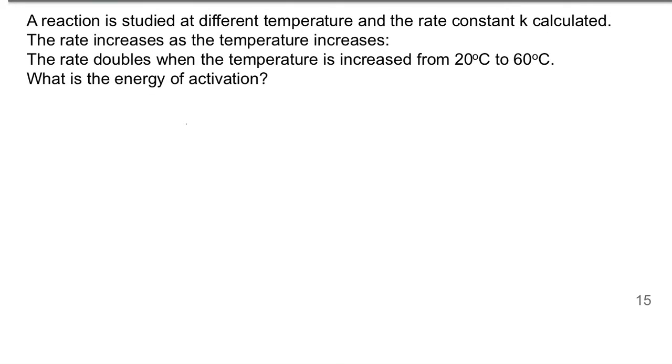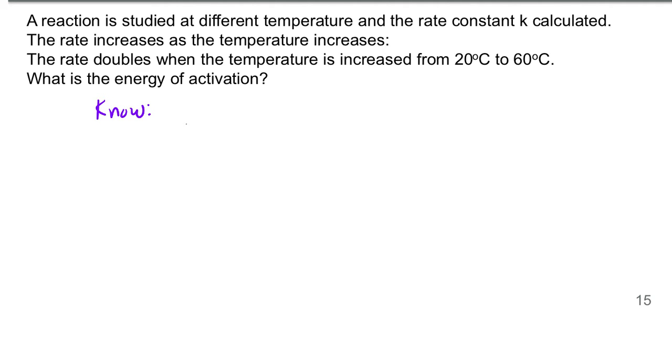This problem is an example of a two-point Arrhenius equation type problem. So we have a reaction studied at different temperatures and the rate constants are calculated. We find that the rate doubles when the temperature is increased from 20 degrees C to 60 degrees C, and we want to find the energy of activation, or E sub A.